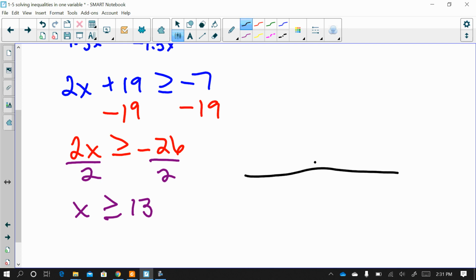Okay, number line for negative 13 in the middle, negative 14 on that side, negative 12 over here. Open or closed circle? It should be closed because we're equal to. And it's greater than, so I'm going to go to the right. There you go.